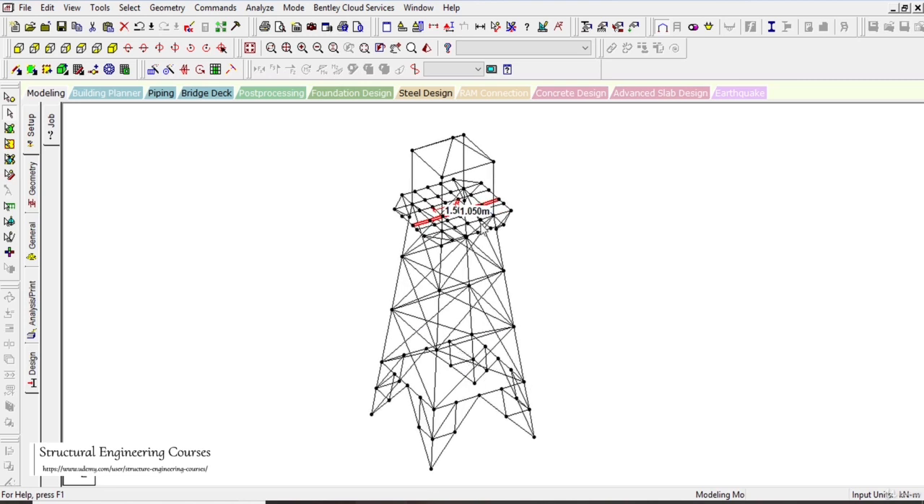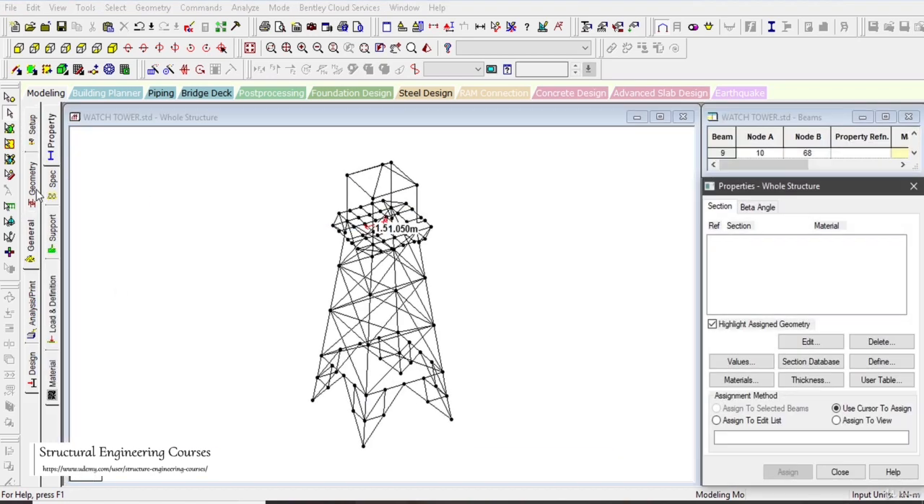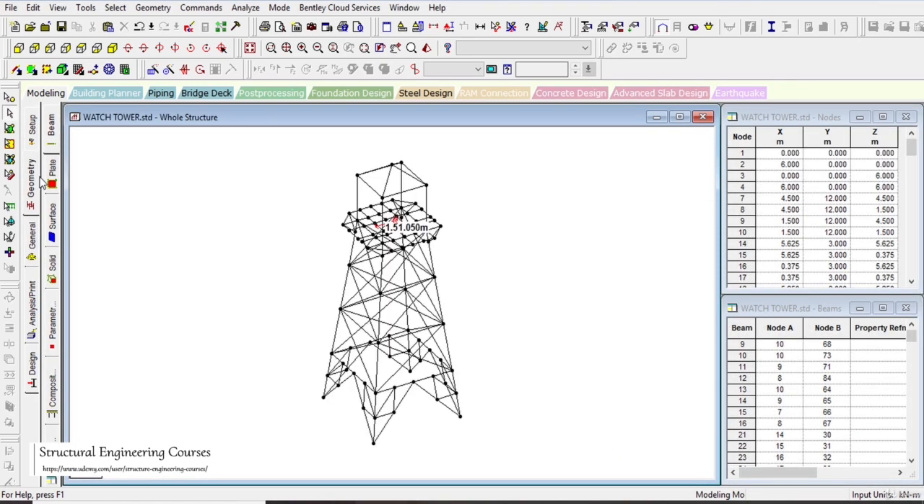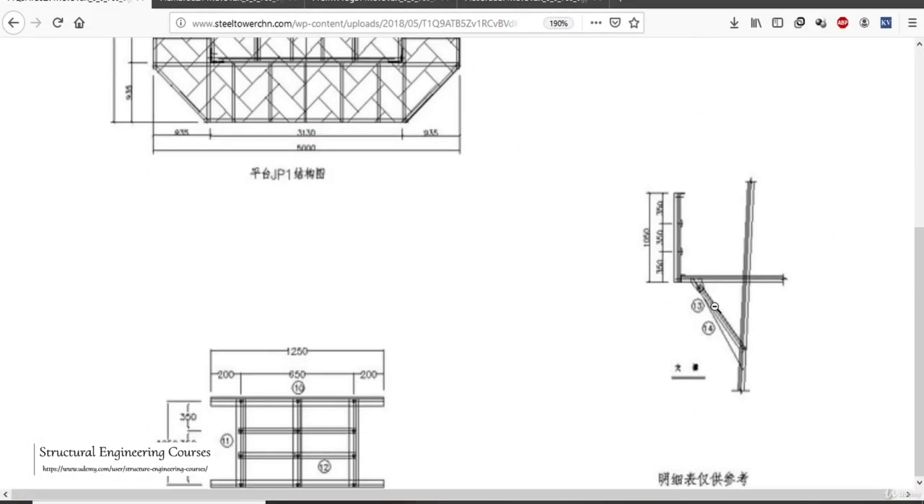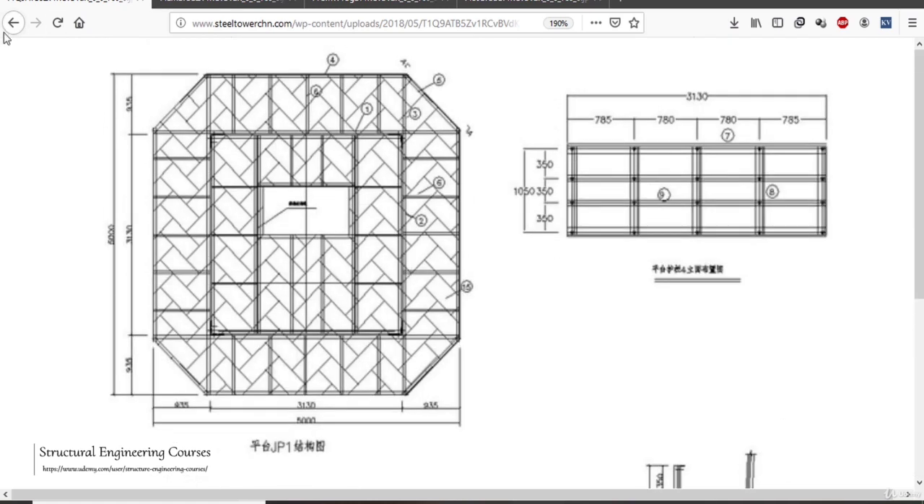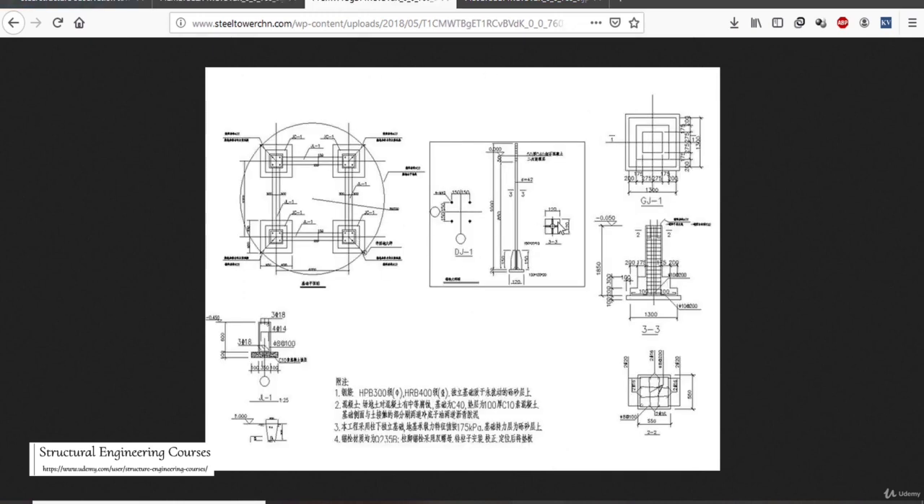This bracing has also been drawn. So in the next lecture, we shall learn how we can assign the properties. First of all, we are done with all the geometry options here. Let us check. So now this arrangement has been drawn. This arrangement has also been drawn. This lightning rod, we are skipping purposely. This is the civil part.